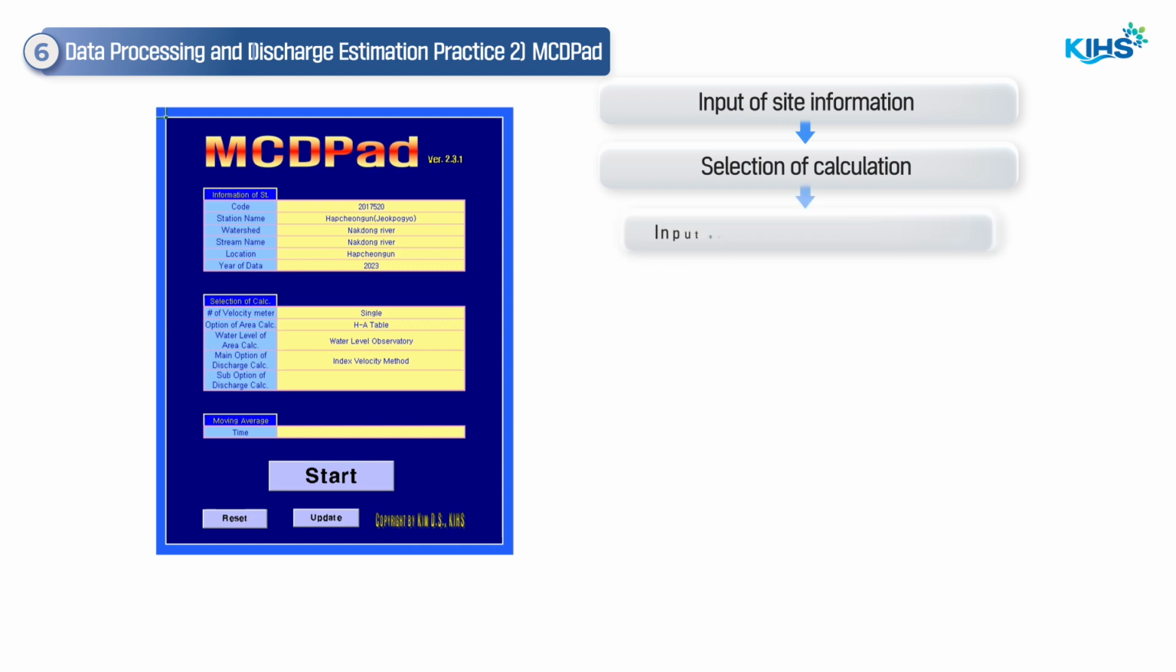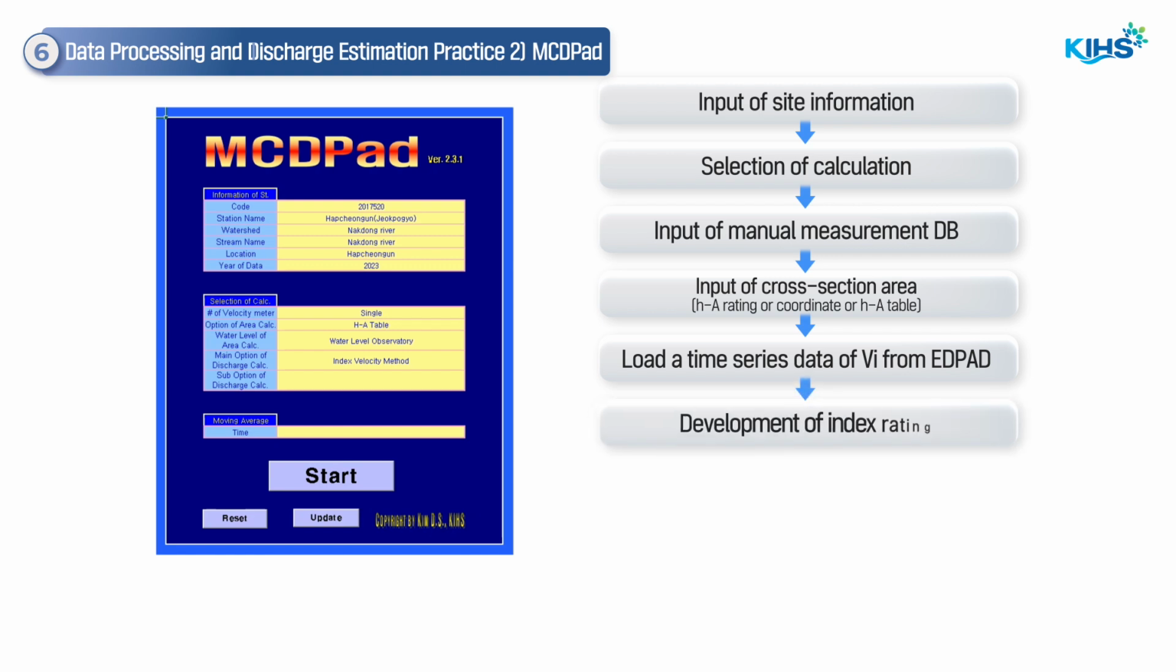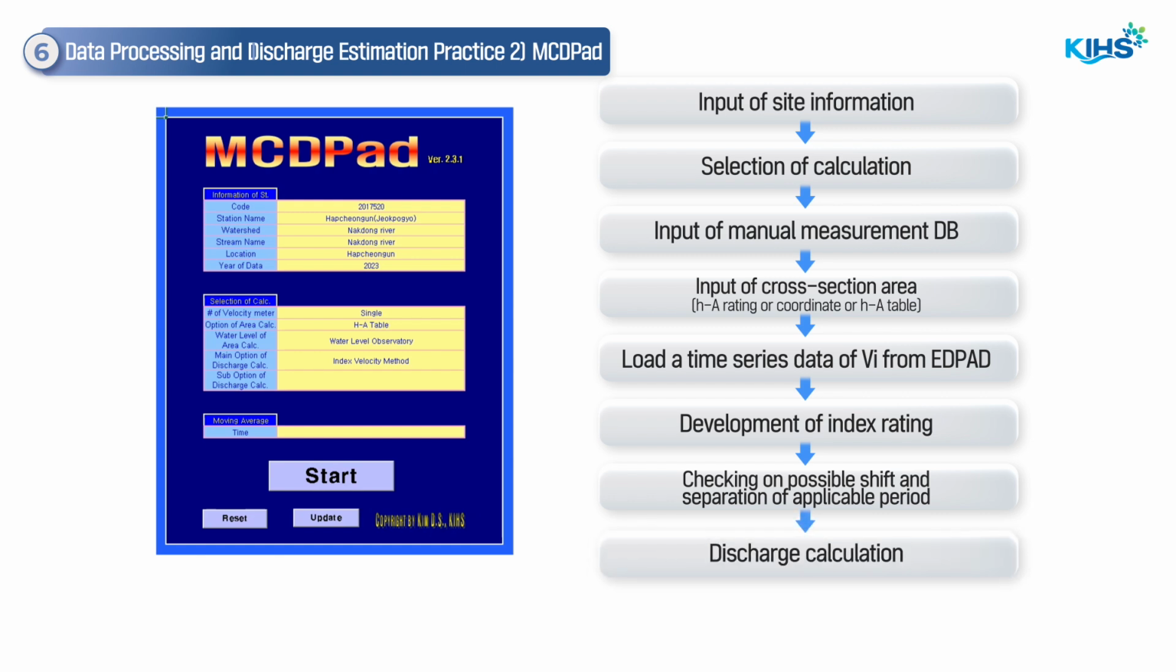Next, measured discharge data are entered into the database along with cross-sectional area information. Then, index velocity time series data from EDPAD are imported, completing preparation for developing the index velocity equation. After developing the equation and reviewing its validity, discharge is finally estimated. By following each step carefully, the process becomes much easier.